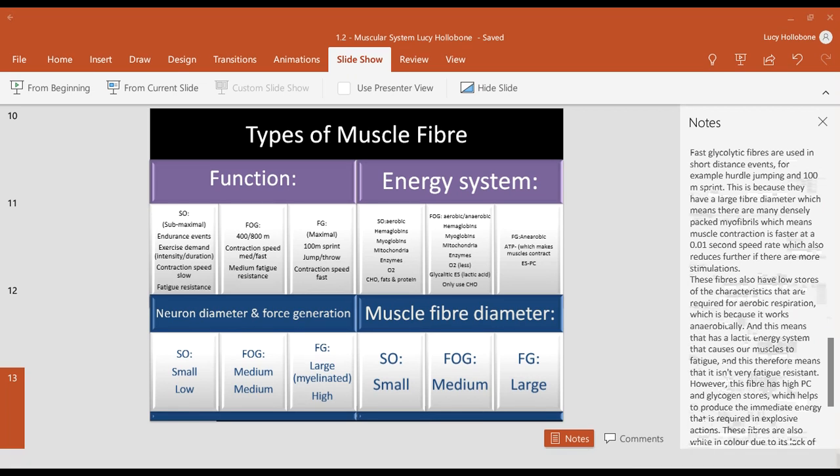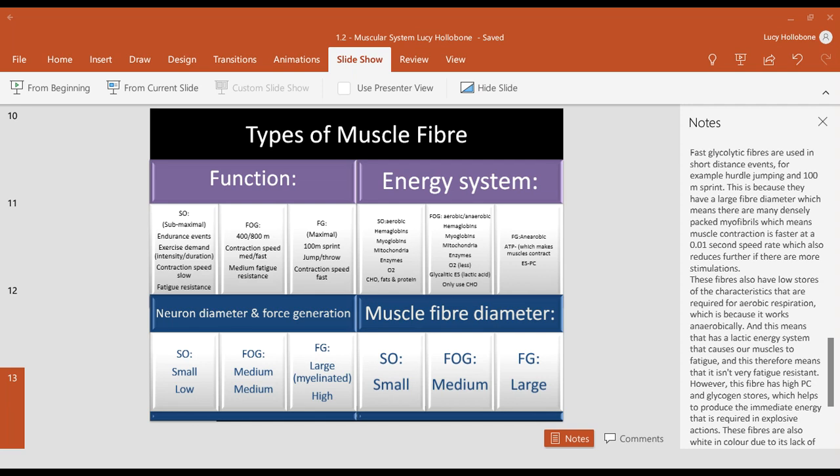Fast glycolytic fibers are used in short distance events, for example, hurdle jumping and 100-meter sprint. This is because they have a large fiber diameter, which means there are many densely packed myofibrils, which means muscle contraction is faster. For example, it is 0.01 speed rate, which also reduces further if there is more stimulation.